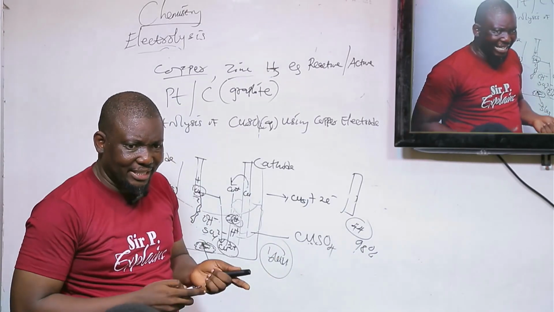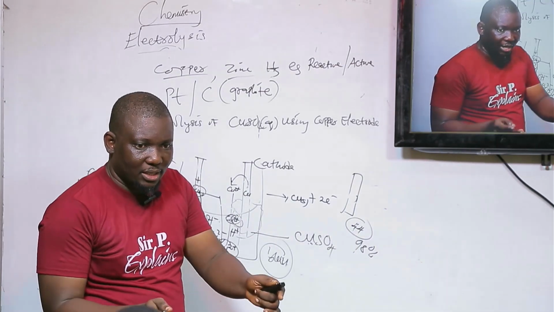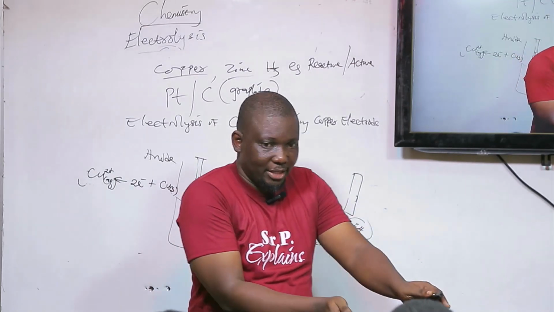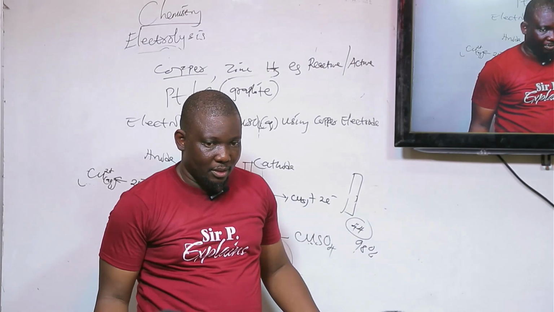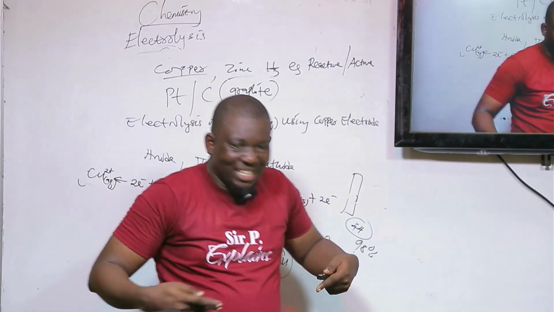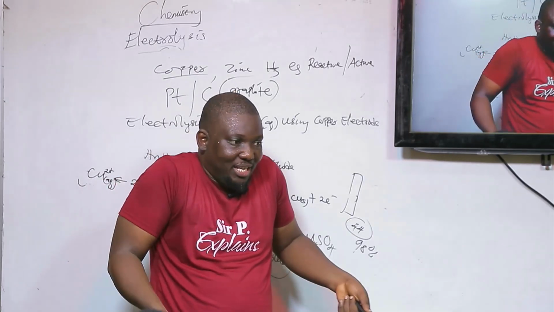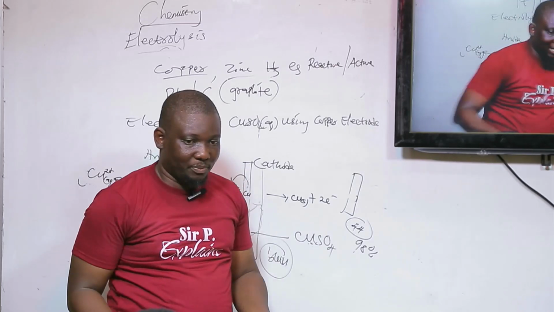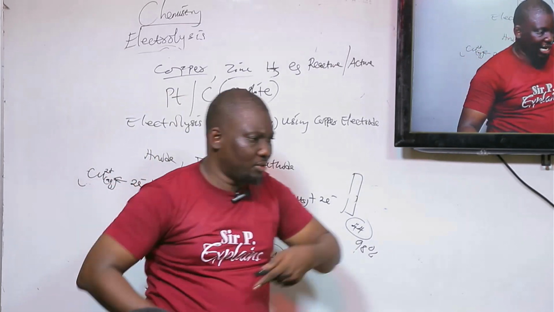Am I communicating? So this is to say that whenever an electrode is reactive, it interferes with the electrolyte. Whenever it is not reactive, it will just stay and be a spectator. It will not even take part in the reaction. It is just there to allow electrons to go in or go out.